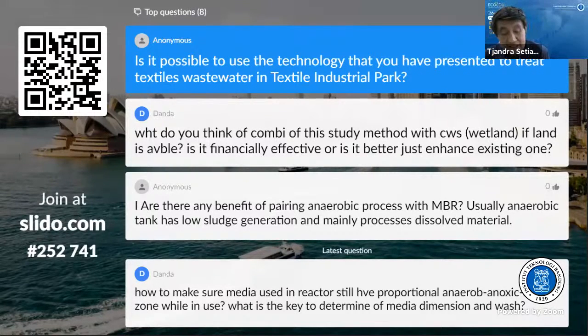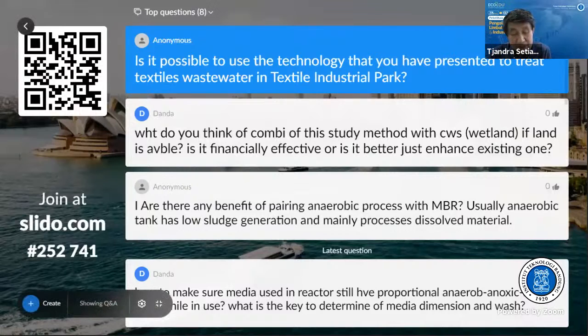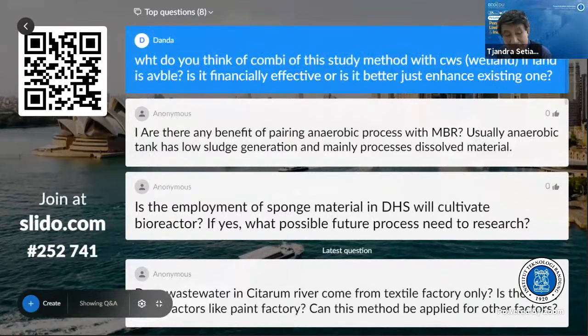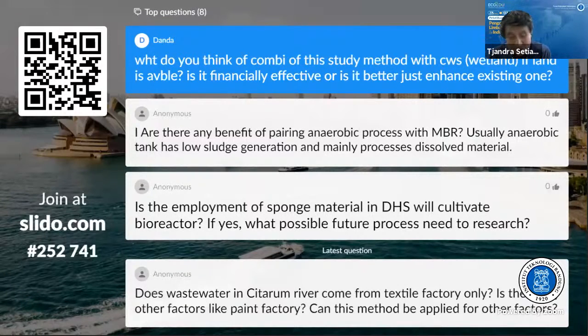I agree that the combination of this method with a wetland, if land is available, financially will be one of the choices. But I think the key is the land. If we have the land, the wetland is very good for nutrient removal. It might be good for heavy metal removal. I think it's a good idea, but the key is having available land.